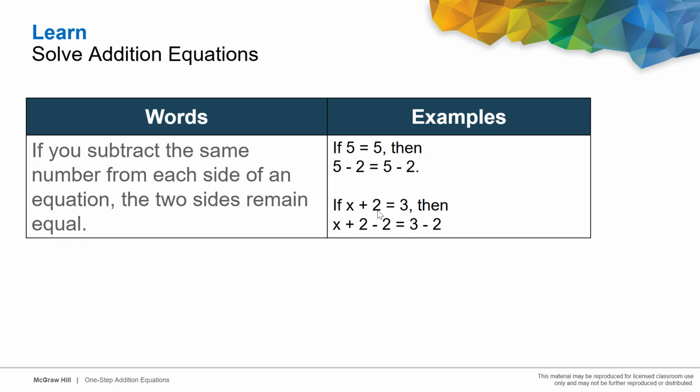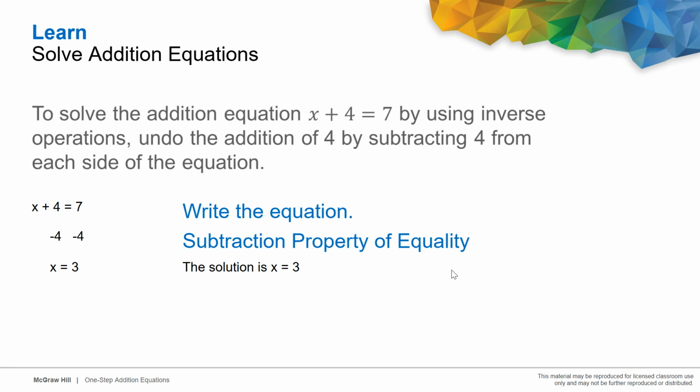If x plus 2 equals 3, then x plus 2 minus 2 equals 3 minus 2. And so we're subtracting 2 from each side here, which is keeping them equal because we're doing the same thing on both sides. So let's look at it a little better here. Sorry, this looks bad on the slides. You can follow along in your book.